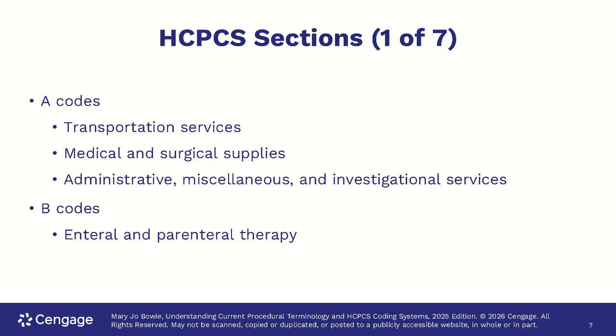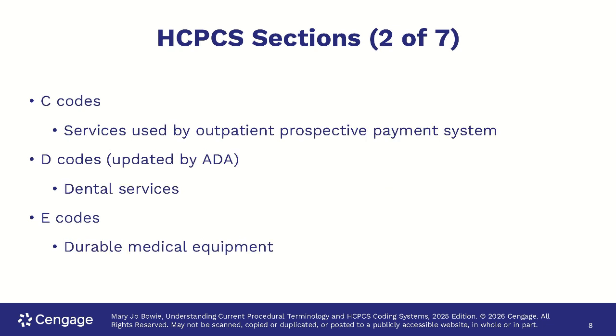Next up, the B codes. B codes are for enteral and parenteral therapy. This chapter is broken down into the formula and the supply. So, like if somebody needs to be fed by a tube, those are what is fed to the patient.